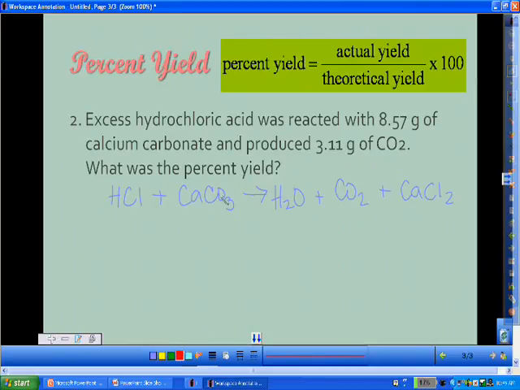Now we can balance the equation. I think all we need is a 2 right here. And that should be balanced. So now let's look at what we're given. It tells us we start with 8.57 grams of calcium carbonate. It's going to produce 3.11 grams of carbon dioxide. Once again, this is the actual yield from a laboratory experiment. And so to find the percent yield, we must go back to that first step, and we must find or calculate the theoretical yield.